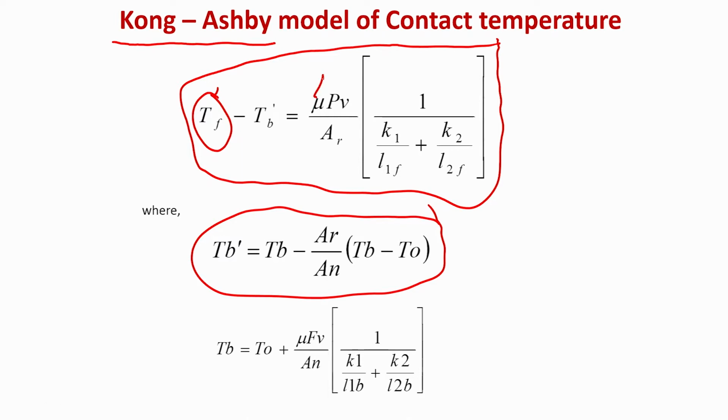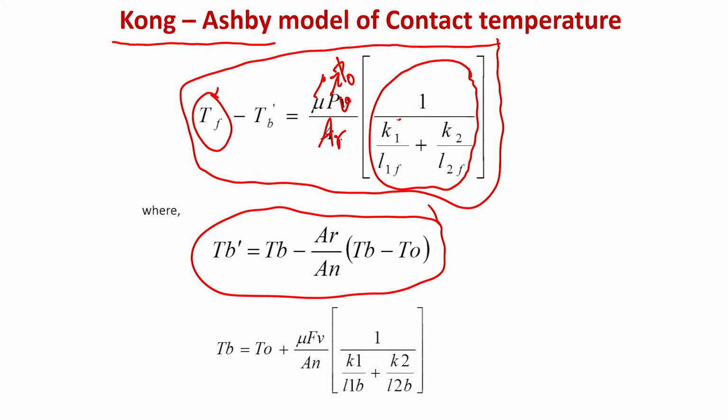Mu is your coefficient of friction, P is nothing but P naught, V is your sliding velocity, Ar is your real contact area. So, the moment you put Ar, Ar is much smaller than An. So, typically your flash temperature would be very high. Now, there are terms again inside this particular bracket.